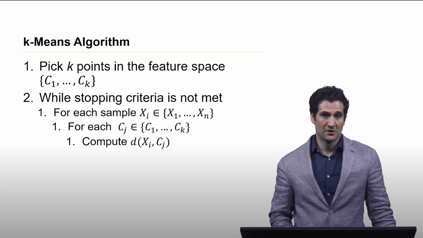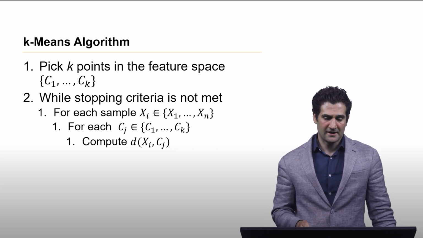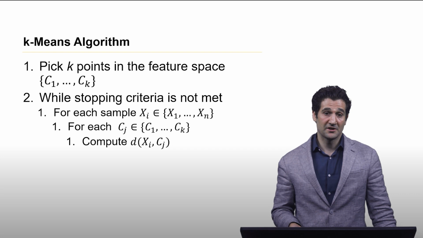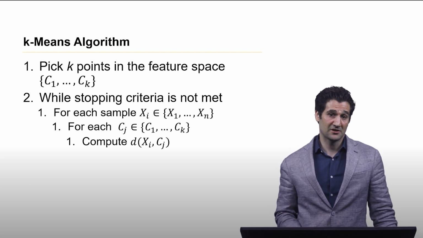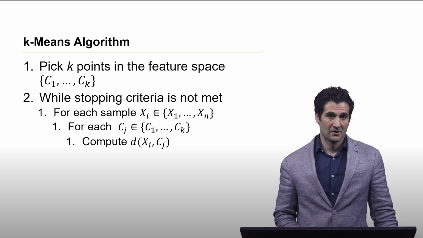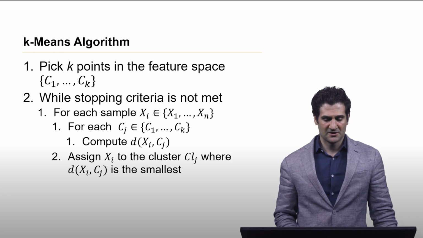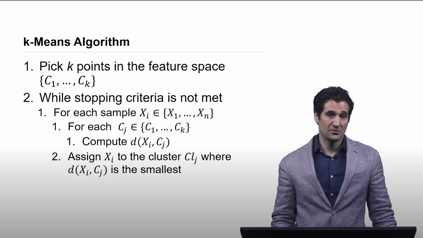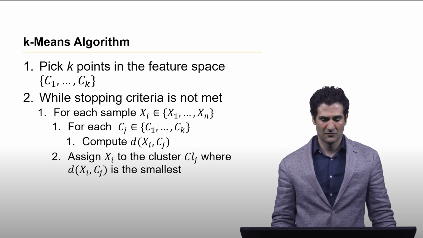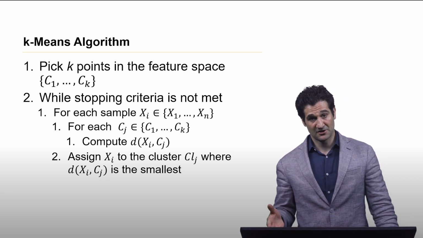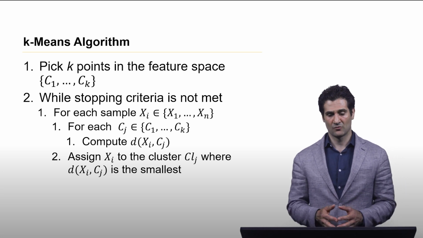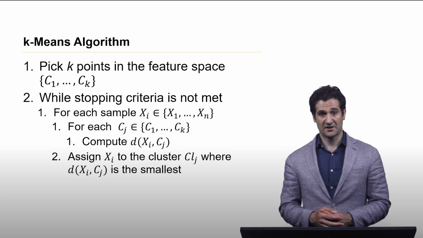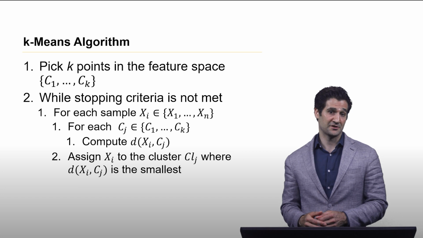We're going to look at each of the centroids and compute the distance between each sample and each of the centroids. So we have all these distances, and then we're going to assign each sample xi to a cluster j, that is associated with centroid j, where the distance between x and centroid j is smallest.